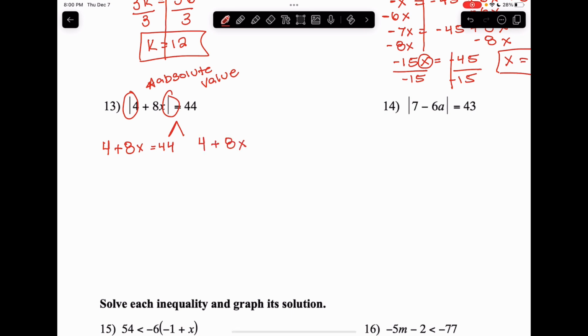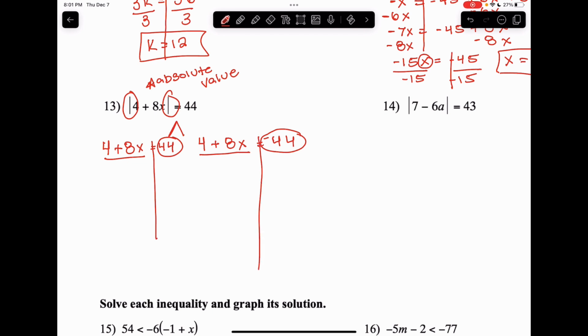Notice how I am keeping the 4 plus 8x the same, and it's the 44 that is changing. One is positive and one is negative. To get x by itself, I'm going to subtract 4 from both sides. 8x is equal to 40. And then divide by 8, and I get that one of my answers is 5.